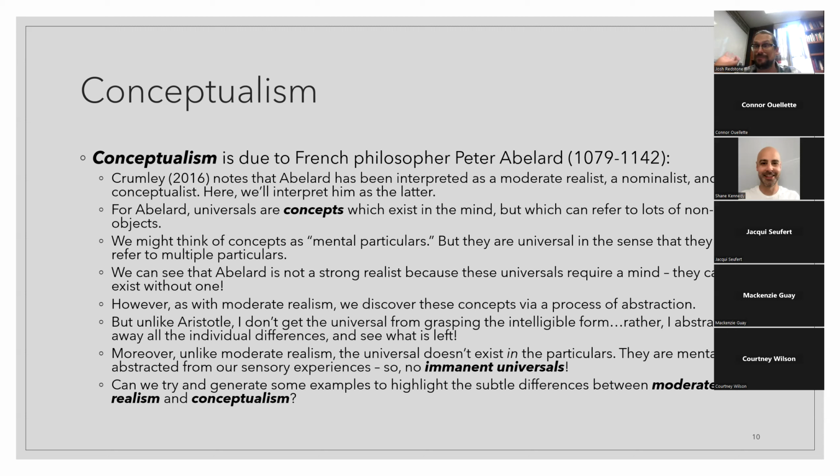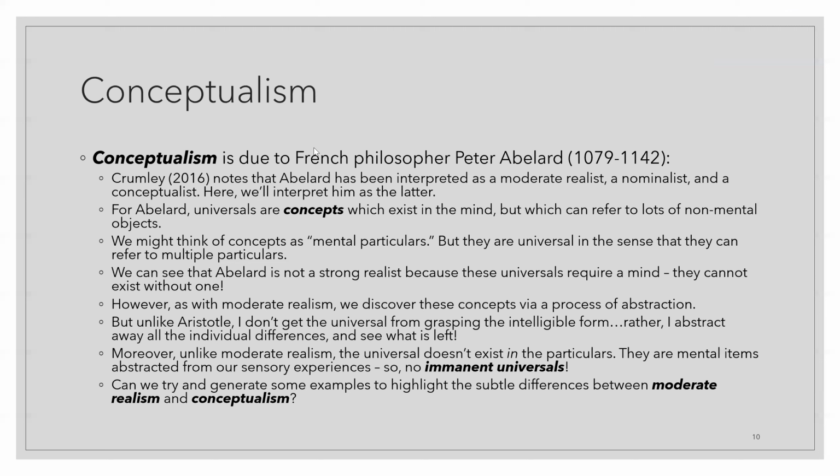Okay. Anyway, back to conceptualism. This is due to Peter Abelard, who was a French philosopher. Now, as Crumley points out, Abelard has actually been interpreted in different ways. He's been interpreted as a moderate realist, a nominalist, and a conceptualist. We're going to interpret him as a conceptualist because for Abelard, universals are concepts that exist in the mind. They refer to lots of non-mental objects, but they are in the mind.